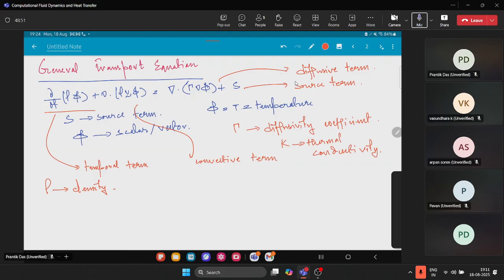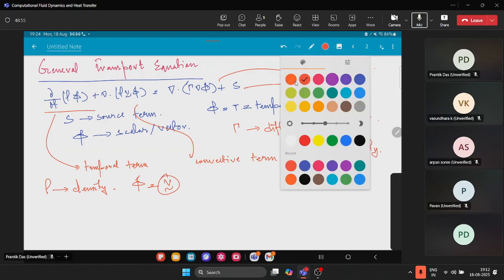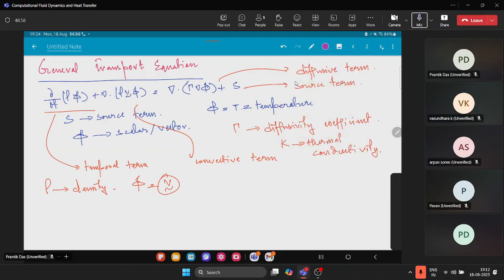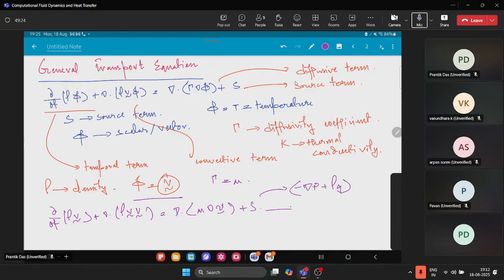Okay. For example, if phi is equal to the velocity itself, then it becomes d/dt of rho v plus del dot rho vv equals del dot gamma, and gamma is mu, so mu del v, plus S. S is minus grad p plus rho g, the source term in your equation.